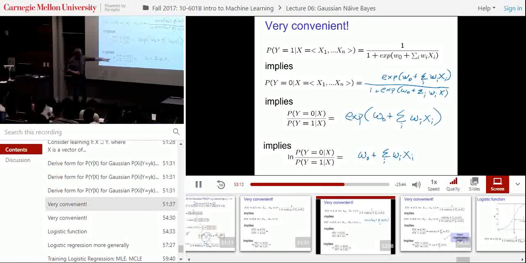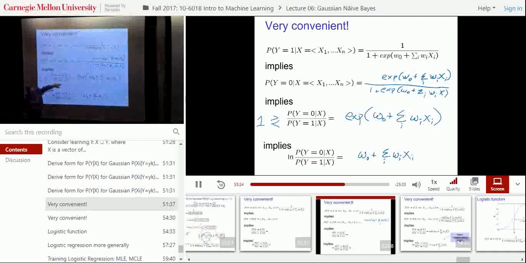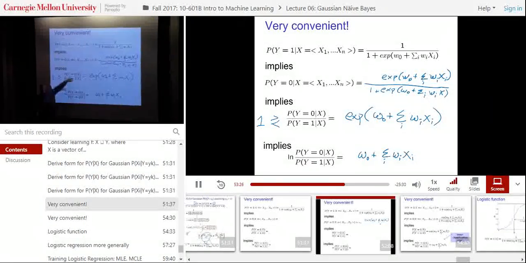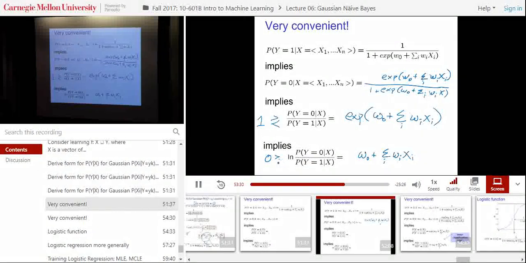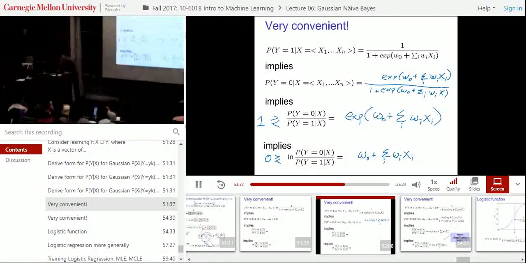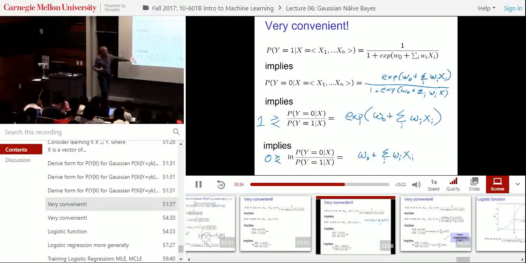And why do I care about this? Well, if this is my decision surface, I'm going to look at whether this is more or less than 1. If this ratio is more than 1, then I'm going to say y equals 0. If the ratio is less than 1, I'm going to say y equals 1. And similarly, I'm going to look at whether the log of that quantity is greater than or equal to 0.